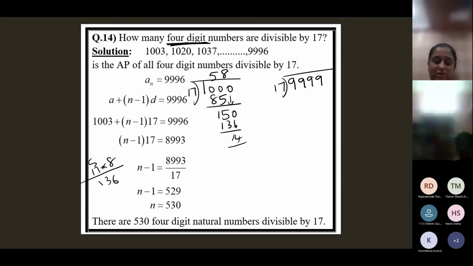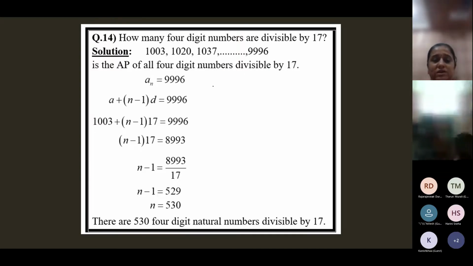If you multiply 17 and 58, you'll get a 3-digit number. So multiply 17 with the successor of 58, that is 59. Multiply, you should get 1003. That is one way. Otherwise, what is 17 minus 14? 3. Add that to 1000, and you get 1003.